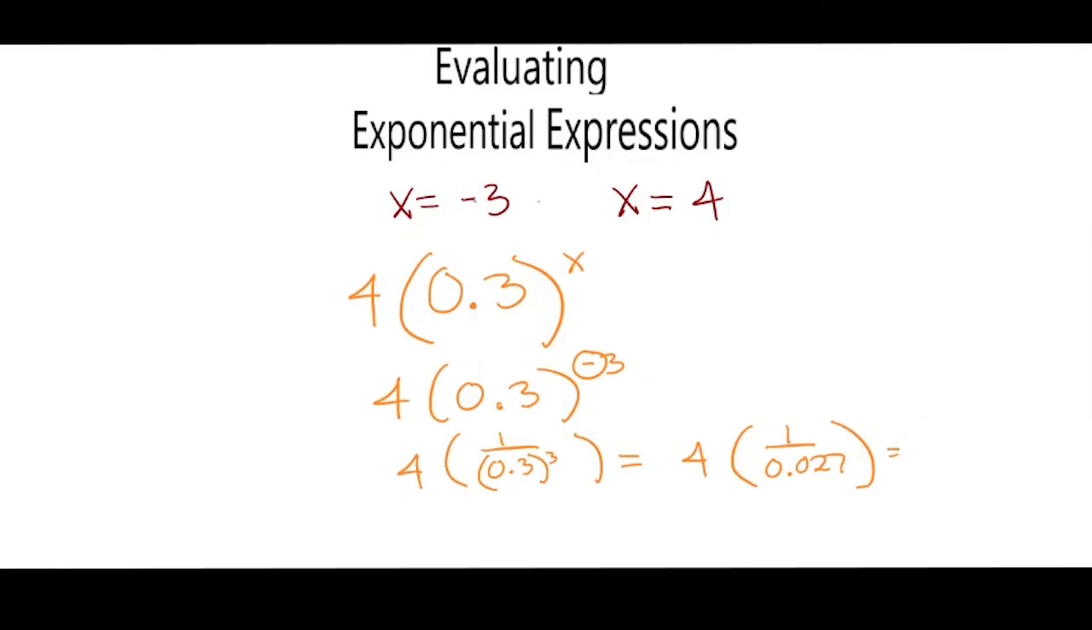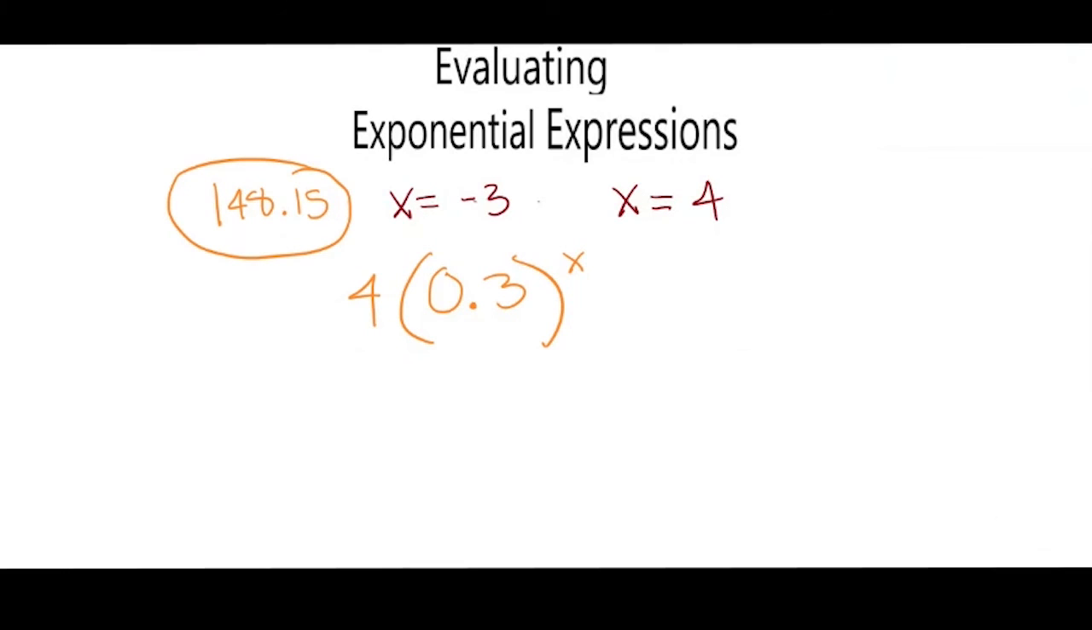0.027, which is 4 over 0.027. Well, we can't leave this as a decimal on the bottom of a fraction, so we'll plug that in a calculator, which I would say is approximately 148.15. So when x is negative 3, this expression is worth 148.15. Now let's evaluate the expression for when x is 4.